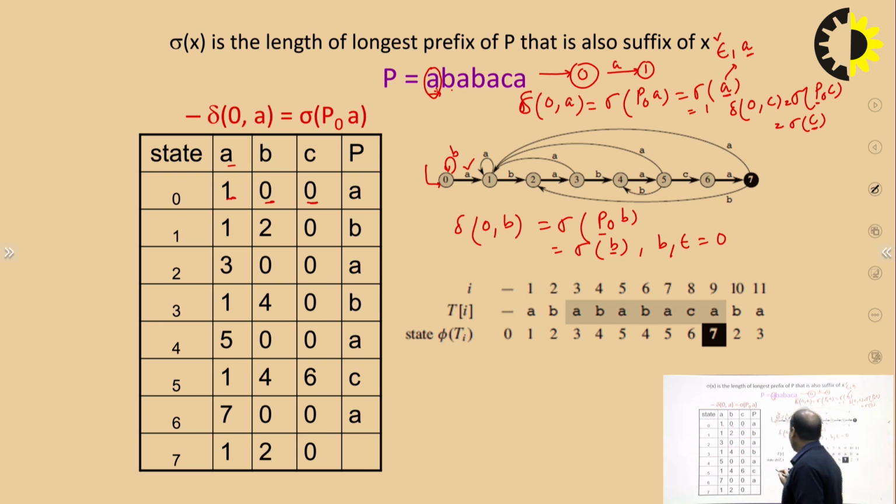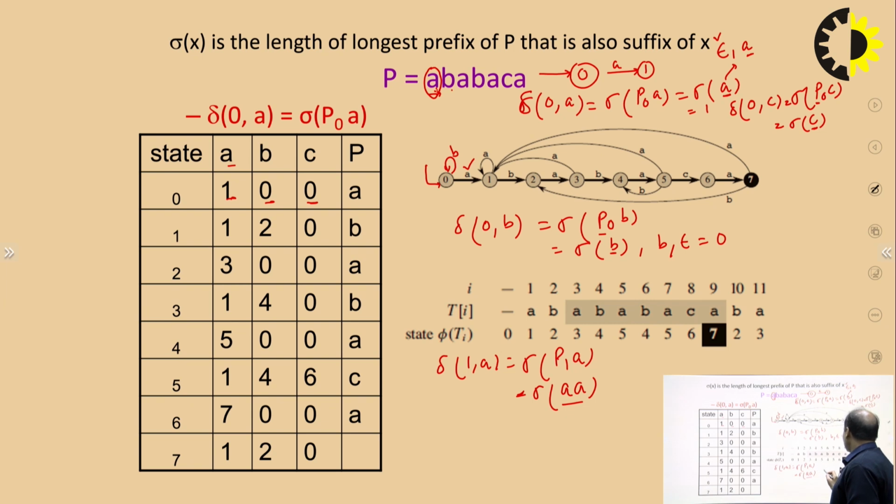So 1A, that means let's check this row. Delta 1 comma A. Its meaning is simple: sigma P1A. P1 is A, right? So delta P1 means A and A. Clear? Its suffixes are epsilon, A and then double A. Of course, double A is not part of the prefix. A is part of the prefix, so definitely its answer is going to be 1. So 1A is 1. It's clear.